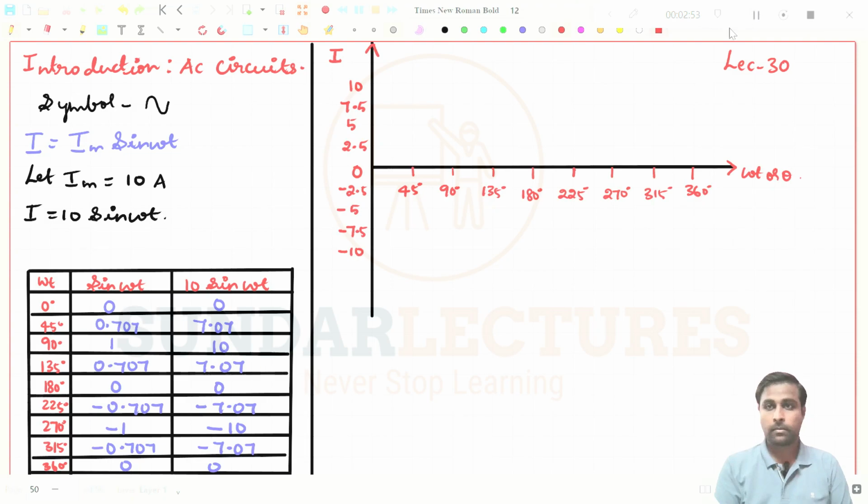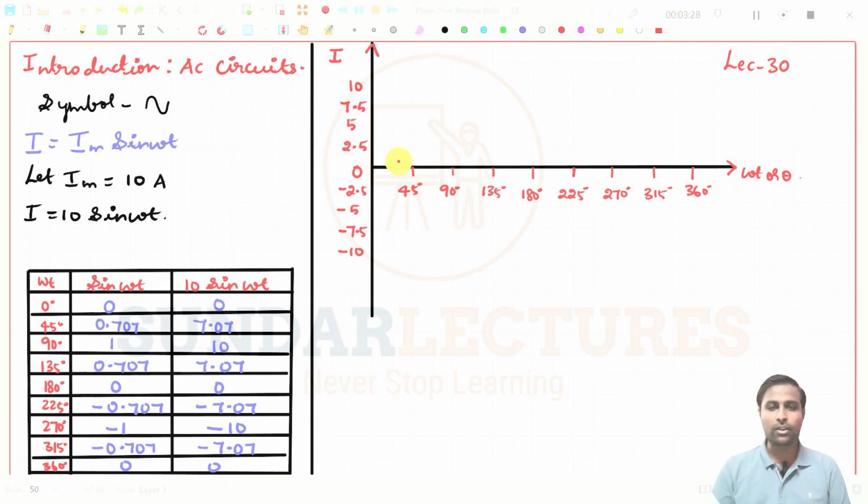Okay, fine. You see, I have taken the values for every 45 degrees, right? I have substituted omega t equal to 0 degree in this expression, and I am getting sine 0 degree as 0, and 10 sine omega t will be that value multiplied by 10, right? I have taken it from 0 degree to 360 degrees for one cycle. Always 360 degrees will give you one cycle. So we have taken all the values here.